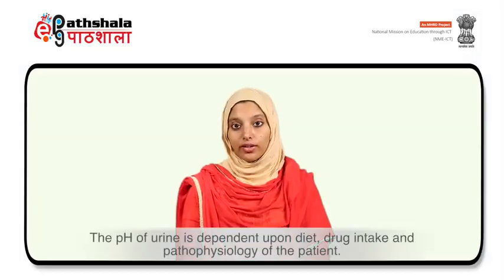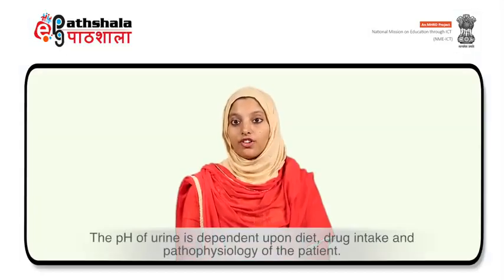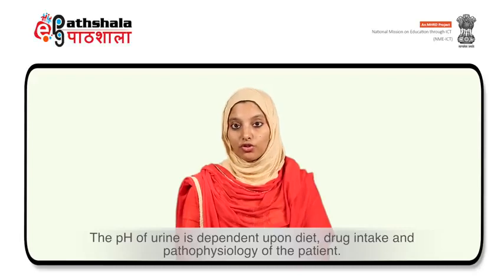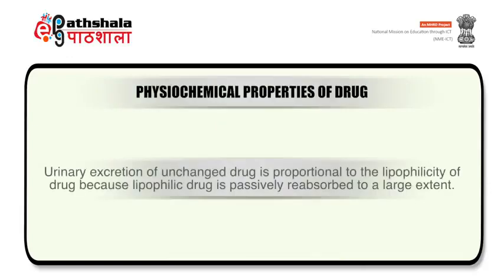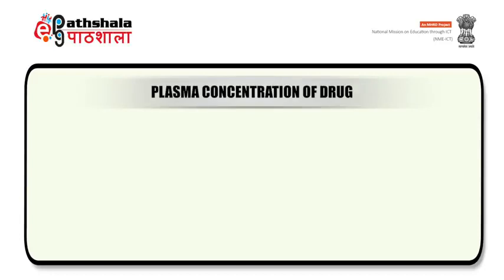The pH of urine is dependent upon diet, drug intake and pathophysiology of the patient. Food rich in carbohydrate increases the pH of urine, whereas protein lowers it. Urinary excretion of unchanged drug is proportional to the lipophilicity of the drug because a lipophilic drug is passively reabsorbed to a large extent. Next factor was the plasma concentration of the drug.